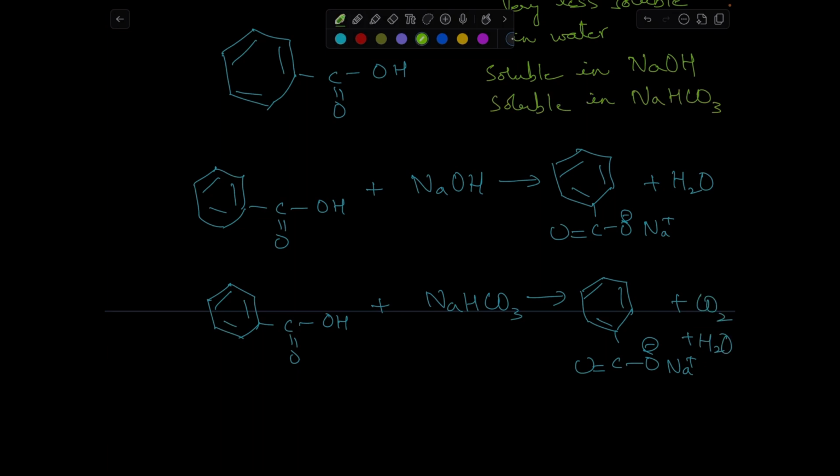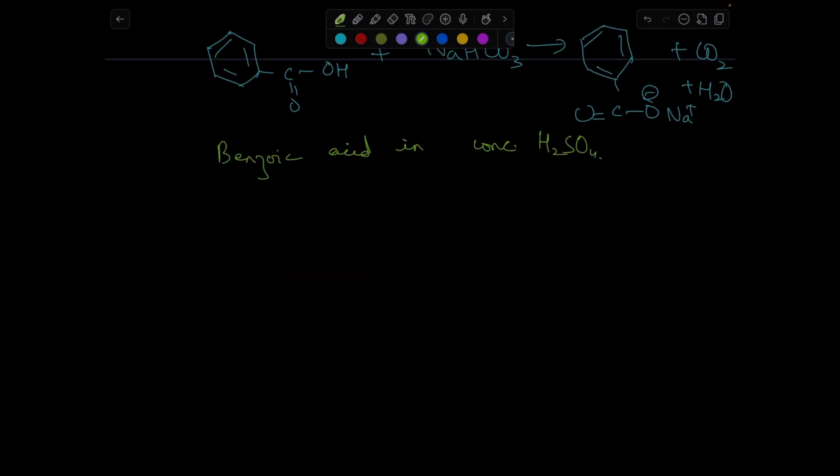In HCl, we can imagine that it will be insoluble because it's poorly soluble in water, so it would be poorly soluble in HCl as well. Coming to concentrated sulfuric acid, benzoic acid is not soluble in concentrated sulfuric acid because they are both acids, and so there's not much reason to react. In diethyl ether, benzoic acid is soluble because of the hydrophobic benzene group.